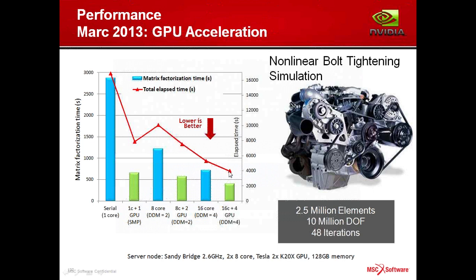So effectively, we can reduce the simulation time for a 10 million degrees of freedom nonlinear problem, with bolt tightening occurring, 48 iterations in all, to something around an hour and a half of solution time.